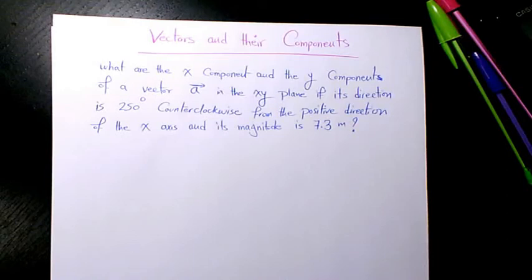In this video I want to solve some examples regarding vectors and their components. The first example is what are the x component and the y component of a vector A in the xy plane if its direction is 250 degrees counterclockwise from the positive direction of the x-axis and its magnitude is 7.3.